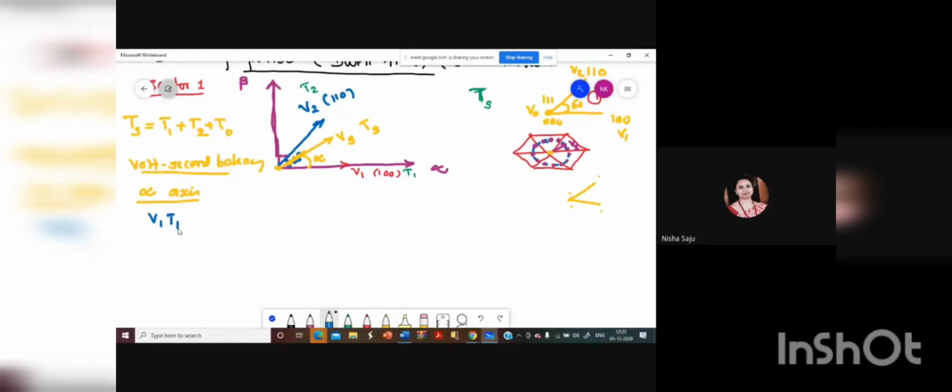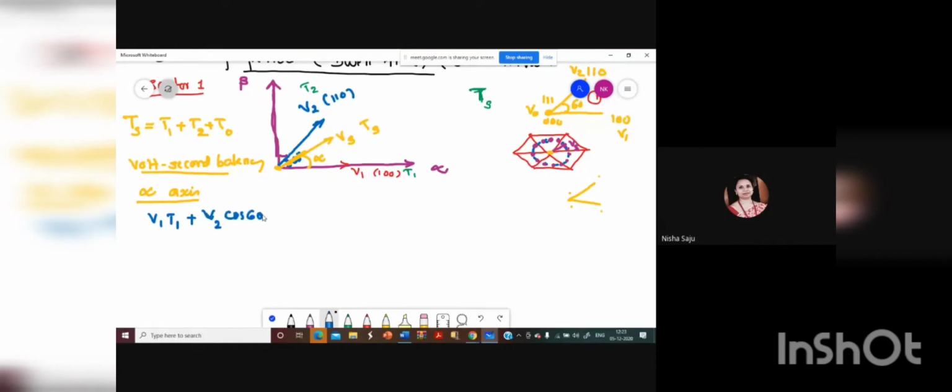If you are taking V2 in the first sector, it is making an angle 60 degree with V1, or it is displaced from the alpha axis by an angle 60 degree. So V2 is there, that is switching for a period T2. So you will be having V2 T2. Then what about this one? The horizontal component will be cos 60. So you can take V2 cos 60 into T2. Okay, that is along alpha axis.